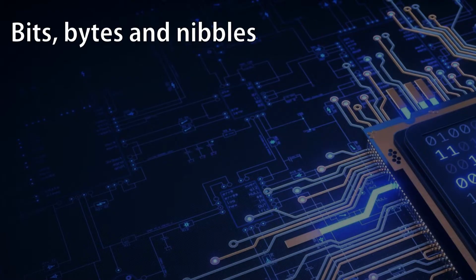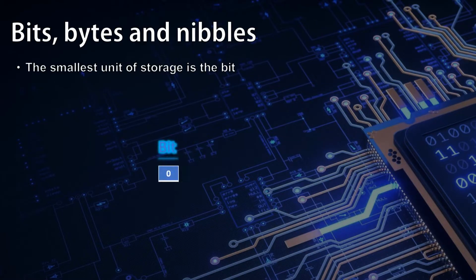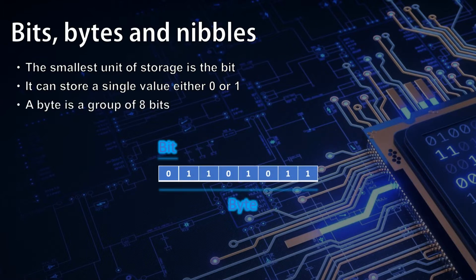The smallest unit of storage is the bit. A bit can store a single digit that is either a 0 or a 1. A byte is a group of 8 bits, and half a byte is known as a nibble.